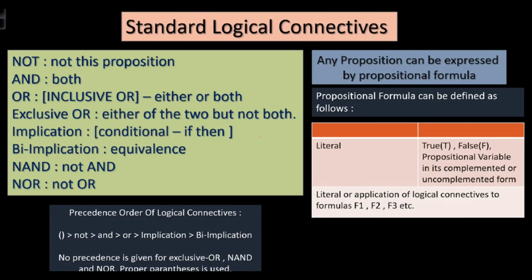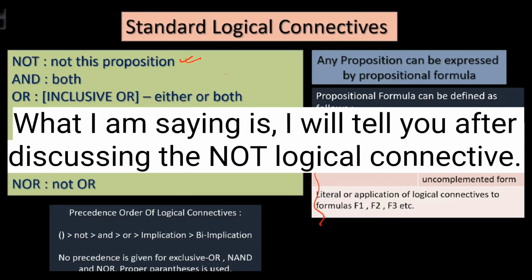This is the recursive definition. Any simple literal, either true or false, is itself a propositional formula, or simply any propositional variable in complemented or uncomplemented form. What is this complemented or uncomplemented form? I will tell you after discussing the NOT logical connective. For now, if P is any proposition, then complemented means P complement. They are opposites, and I will explain the exact difference after the NOT operation.